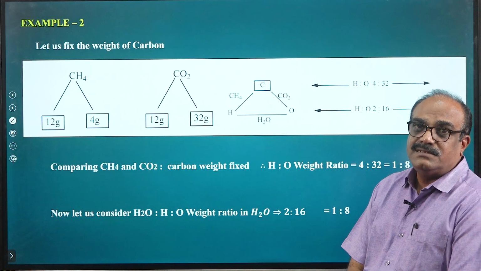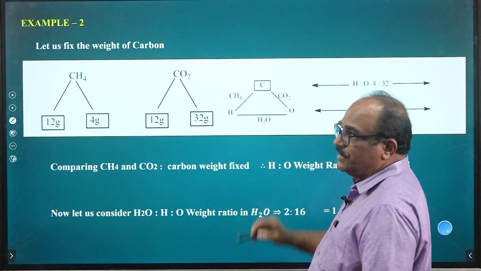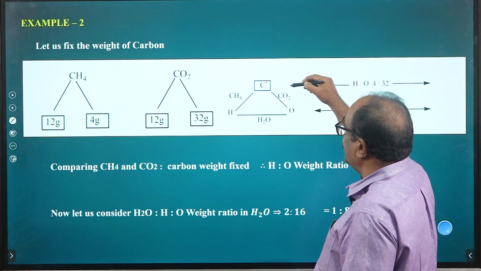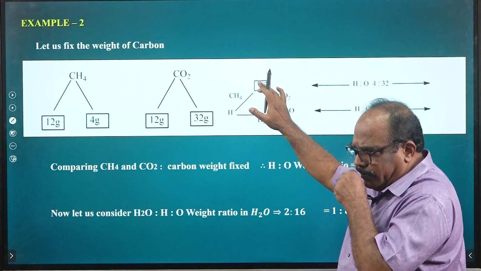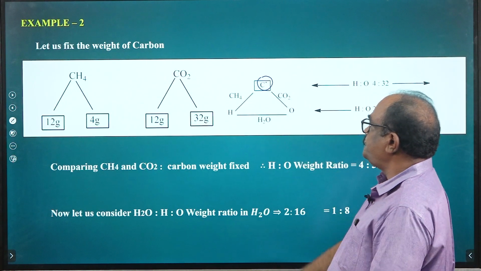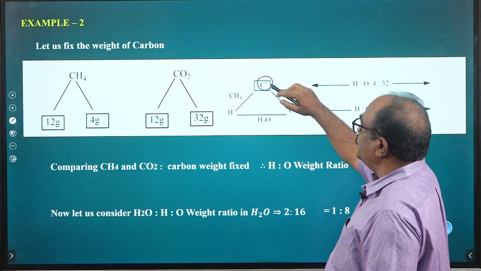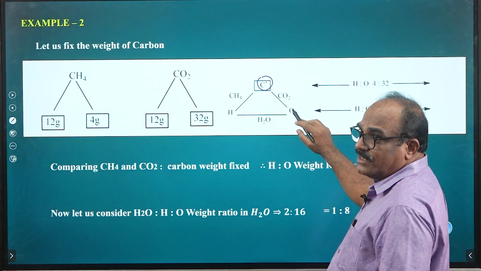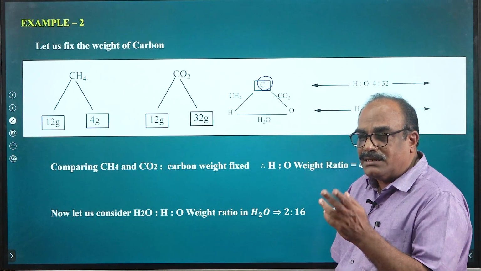I am taking here another such combination: carbon and hydrogen combining to produce methane, carbon and oxygen combining to produce carbon dioxide. That means hydrogen and oxygen are combining with a third element, carbon. So, the weights of hydrogen and oxygen that combine with the third element, carbon, will bear a ratio, that is also the ratio in which hydrogen and oxygen are combining to produce water, or a multiple of it.